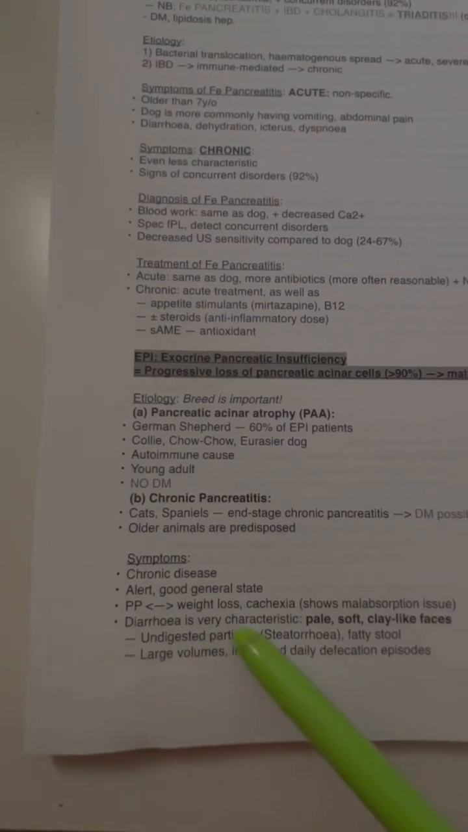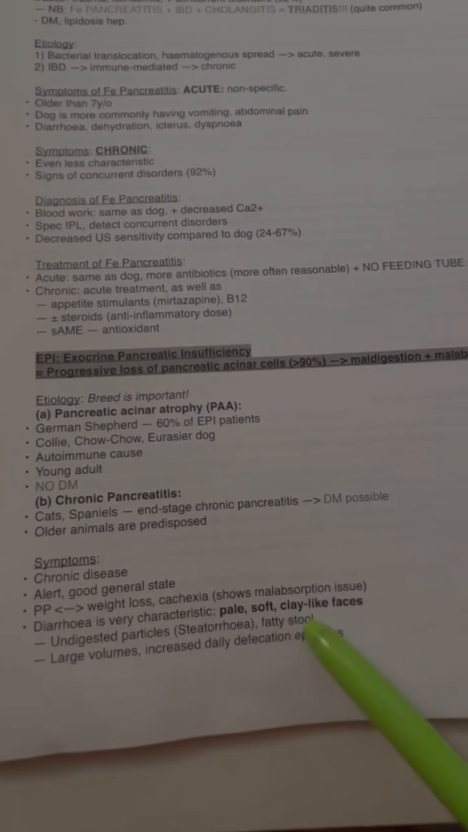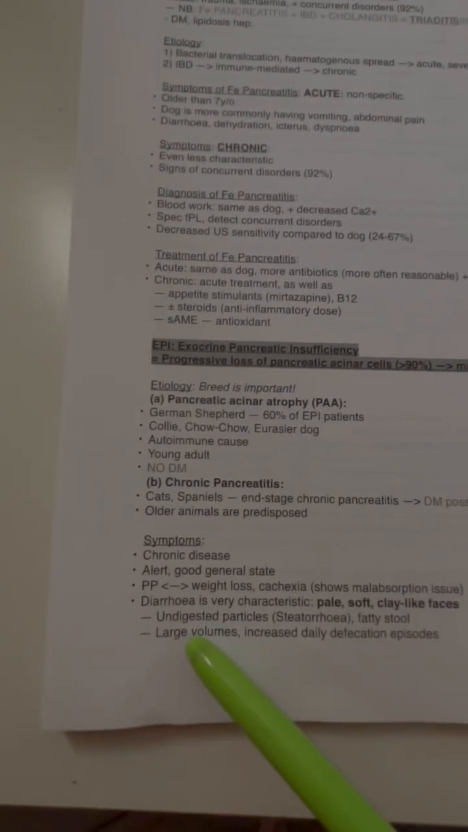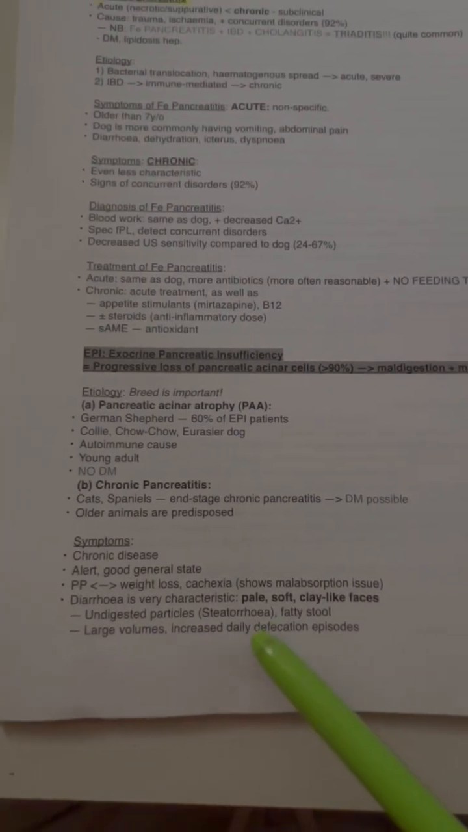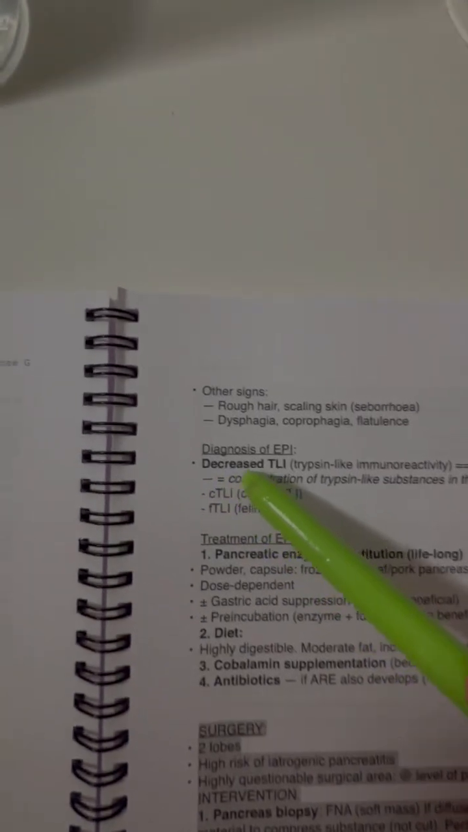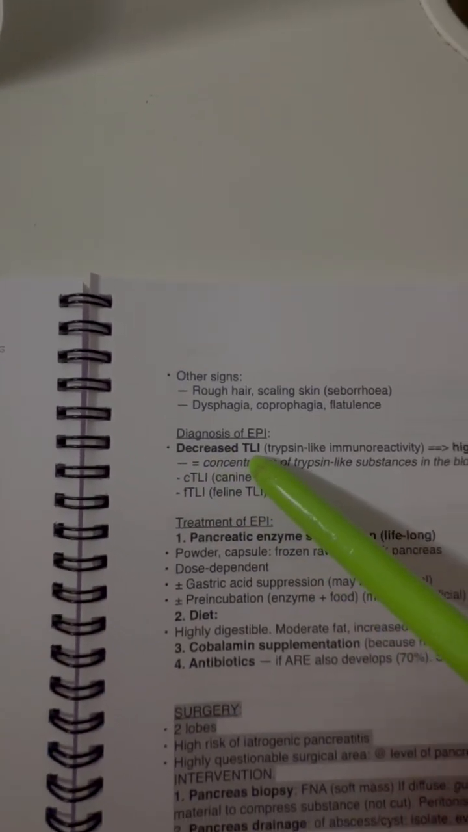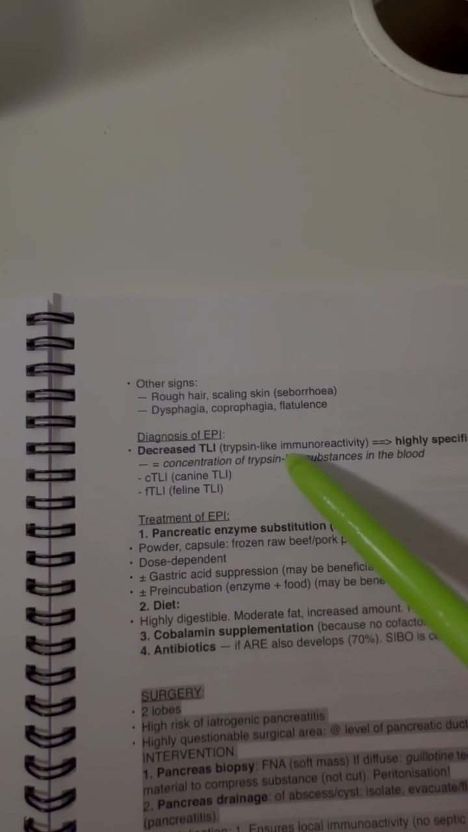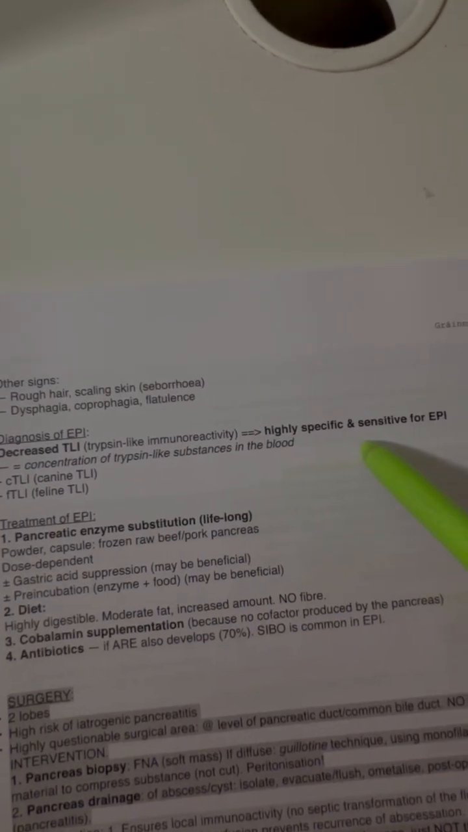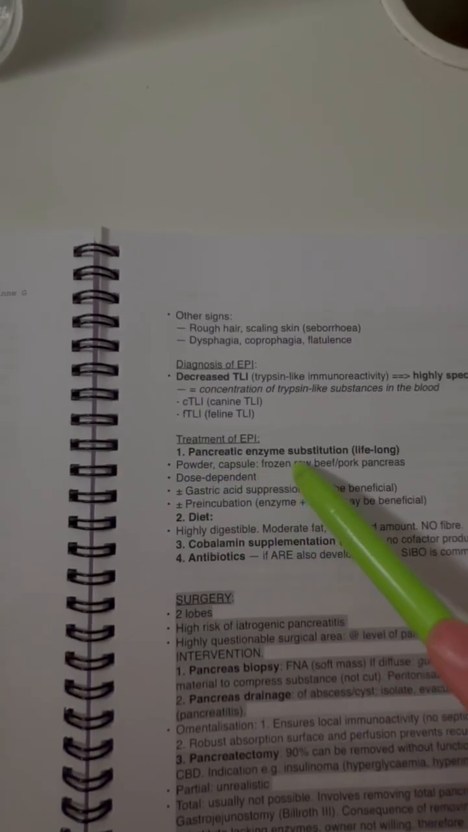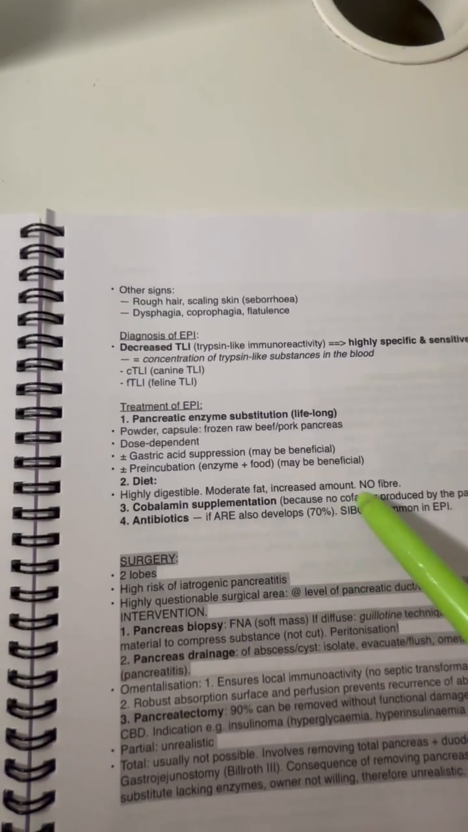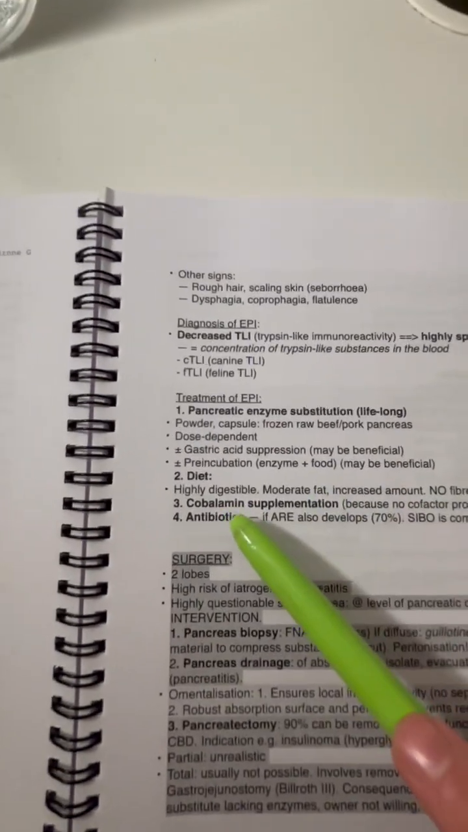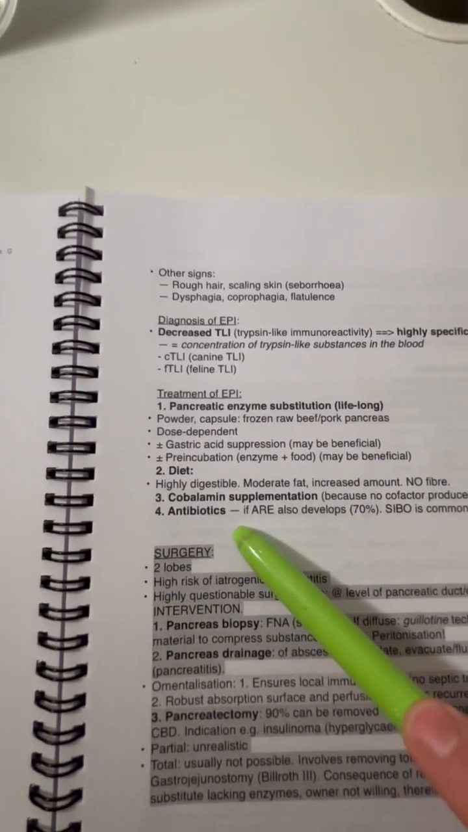And the diarrhea is very characteristic. It's pale, soft, and has clay-like feces. You can see undigested particles in the feces, such as a fatty stool. For the diagnosis, you do TLI, which stands for trypsin-like immunoreactivity. It's highly specific and sensitive for EPI. And the treatment for EPI is pancreatic enzyme substitution, this is lifelong, and fix the diet. Give a highly digestible, moderate fat diet with no fiber, and supplement vitamin B12 and give antibiotics.